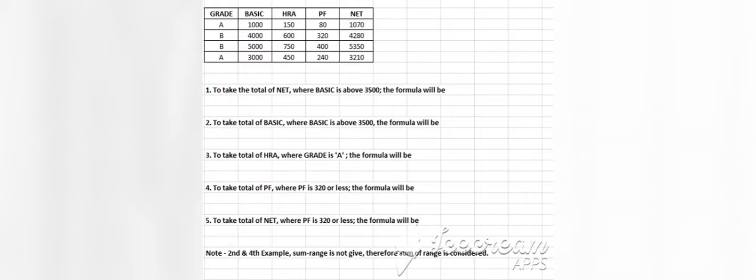So now the total of net is this, so this will be our sum range, and basic should be above 3500, so this will be our first range. Condition would always be on the first range. So now we'll apply the formula: equal to SUMIF, bracket. First is the range. The condition has been given in the first range, where basic is above 3500.